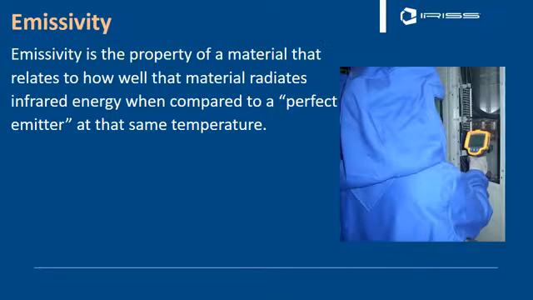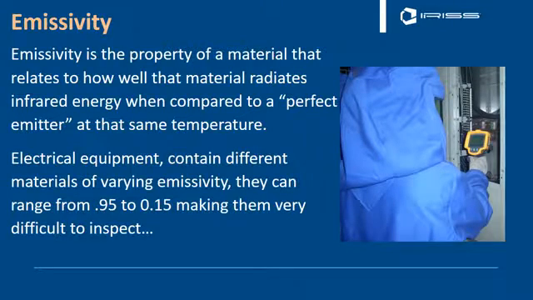So what is emissivity? Well, emissivity is the property of a material that relates to how well the material radiates infrared energy when compared to a perfect emitter, or something called a black body, that is running at the same temperature. When you look at electrical equipment, it gets very difficult because there are so many different emissivities within an electrical cabinet. They can range from 0.95 on the cable sheathing down to 0.015 on highly polished aluminum or copper surfaces. They're very difficult to inspect unless you get an understanding of how this affects your temperature readings.